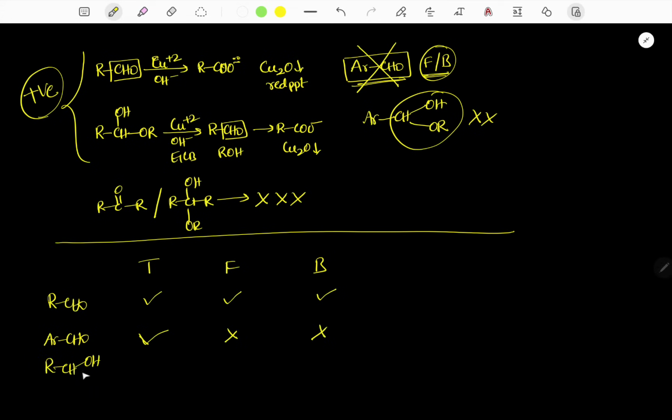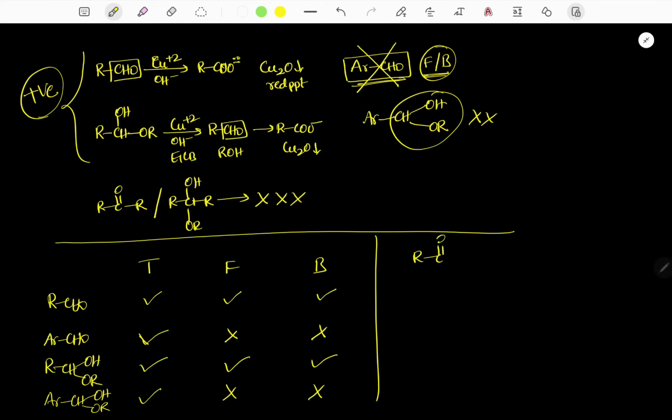Hemiacetal: Tollens positive, Fehling positive, Benedict positive. If the hemiacetal is connected to an aromatic ring, Tollens is positive, but Fehling and Benedict are negative.